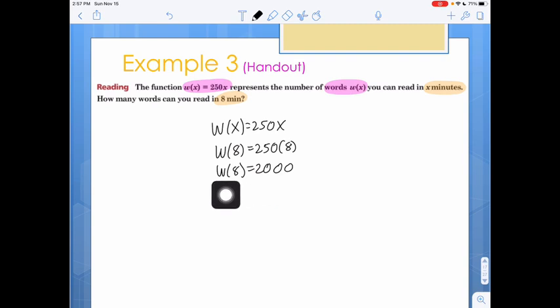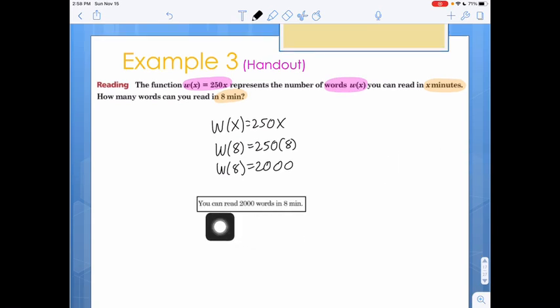Please do not try to divide both sides by 8. This doesn't say w times 8, so we're not going to divide both sides by 8. This is actually your final answer. This means that if we're looking at 8 minutes, we can read 2,000 words. So this is sort of an easier way to remember what your input was to get your output. Your final answer, since this is a word problem, would be you can read 2,000 words in 8 minutes.